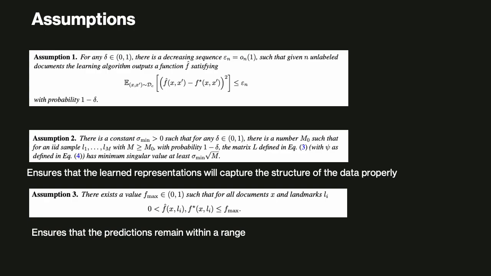And the last assumption here bounds the outputs of the function. So this keeps the learning stable and prevents extreme values that could destabilize the model. So assumption 3 helps with stability and boundedness in the learning process, and specifically ensures that the prediction of both the learned function and the actual ground truth optimal function remain within the certain range between 0 and f max.